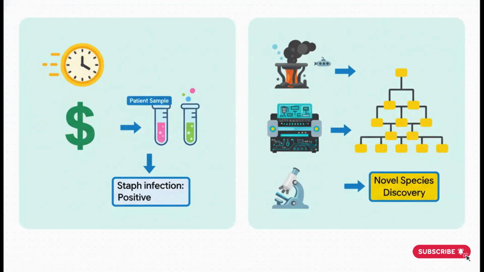their mission. Think about it. If you're in a hospital, you need to know right now if a patient has a staph infection. Speed and cost are everything, so those classic biochemical tests are often the way to go. But if you're a research lab exploring a deep-sea vent trying to find a brand new species, you need the absolute precision of genetic sequencing. It's all about the right tool for the job.